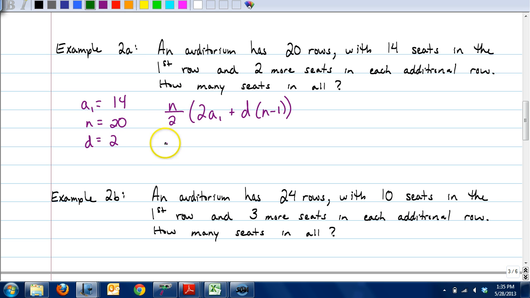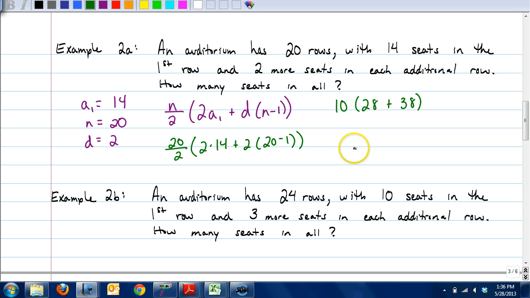So n is the number of rows, so I'd have 20 rows divided by 2, or 10. And then 2 times my first number of my sequence, which is 14 seats in that first row, plus 2 times 20 minus 1. Again, I can do a lot of simplifying here. This would be the same as 10 times 2 times 14 is 28. 20 minus 1 is 19. And 19 times 2 would be 38. 28 plus 38 is 66.